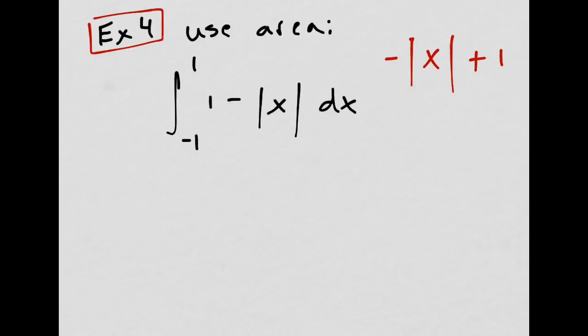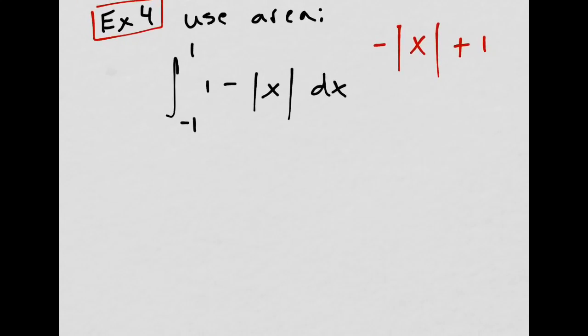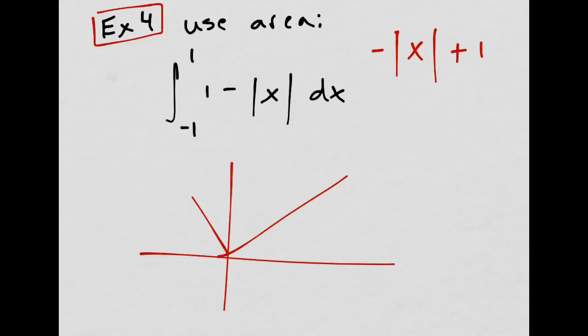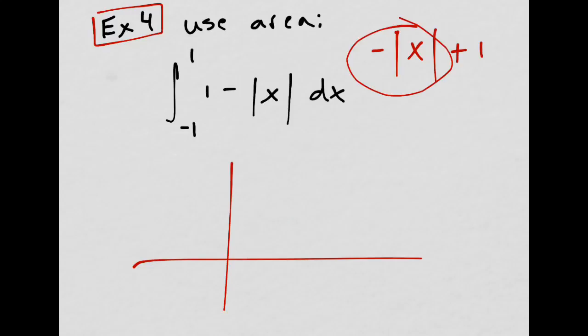All right, so for this, since I'm using area, it's easiest to think about this if I have a graph. And I know that the normal absolute value function looks something like that. But this one is flipped over the x-axis and shifted up 1. Is that true? I hope so. I'm going to double check by plugging in points.